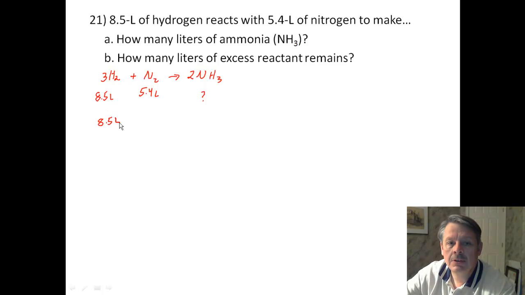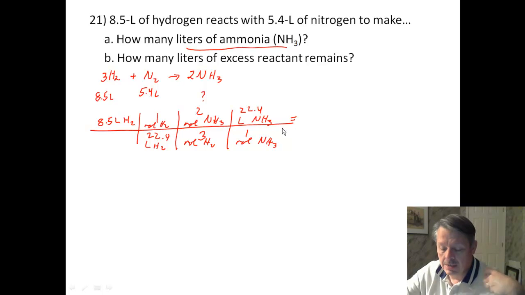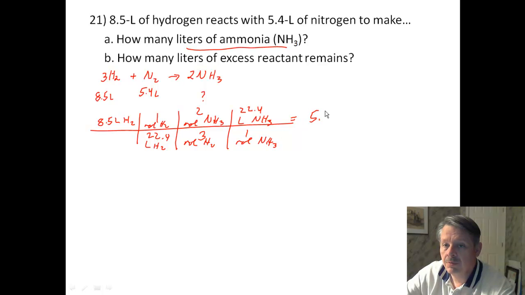We have 8.5 liters of hydrogen gas. And we have to get rid of liters of hydrogen gas and go to moles of hydrogen. And from moles of hydrogen, we go to moles of ammonia, which is NH3. And from moles of ammonia, we go to liters of ammonia, because that's what we're asked for. We're asked for how many liters of ammonia. Okay, well, 22.4 liters in a mole, and our hydrogen has a 3 in front of it, our ammonia has a 2 in front of it, and 1 mole is 22.4 liters, so our liters are going to cancel, and we're left with 5.7 liters of ammonia.